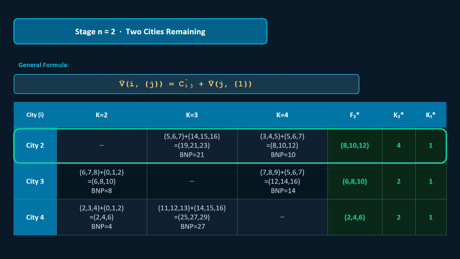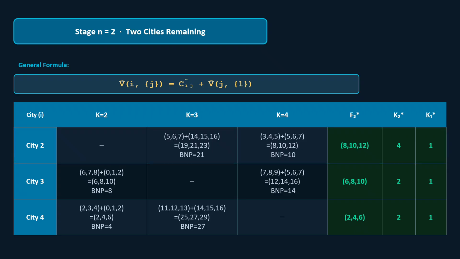Option K equals 4, City 2 travels to C4. The cost is 3, 4, 5. Then C4 returns to C1, which was 5, 6, 7 from the previous stage. Sum: 3 plus 5, 4 plus 6, 5 plus 7 equals 8, 10, 12. BNP equals 8 plus (10 minus 8) plus (12 minus 8), divided by 3, which gives 10. Since BNP equals 10 is less than BNP equals 21, F2 star equals 8, 10, 12, and K2 star equals 4. This means City 2 should go to City 4 first.